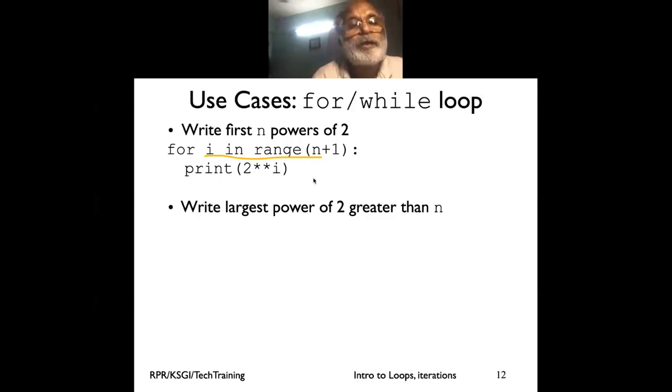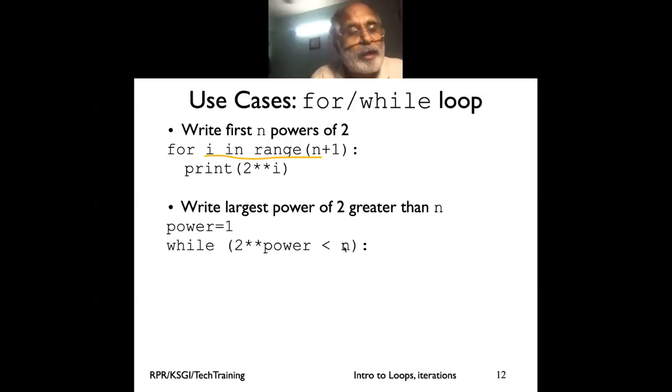Now, the next question is, write the largest power of 2 greater than n. That means if n is 30, the largest power of 2 would be 32. If n is, let's say, 65, the largest power would be 128. I don't know unless I go into some mathematics, like logarithms. In general I don't know what the power would be, so I would use a while loop. The logic would be: I start with power equal to 1. I check, is 2 raised to 1 less than n? If yes, increase the power by 1 and repeat. Now power becomes 2.